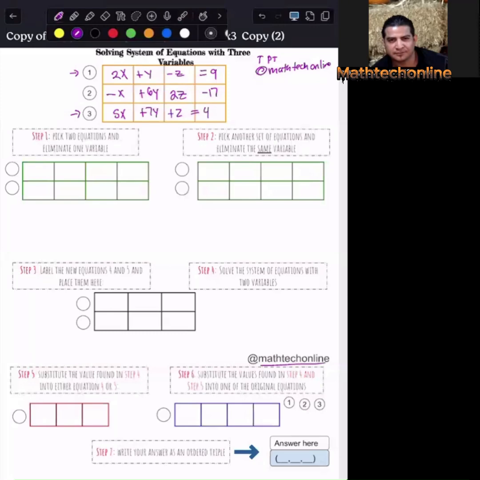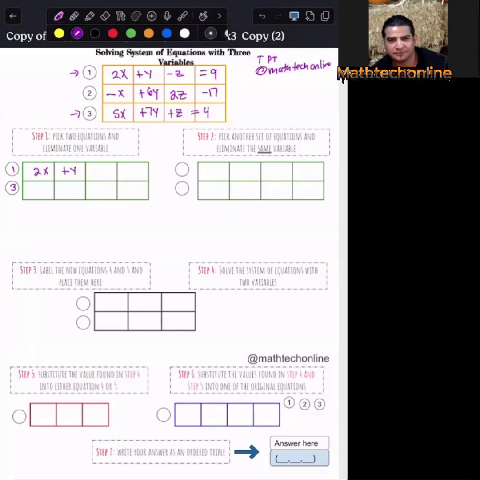So let's jump right into it. Our first step is for us to pick two equations and eliminate one variable. I'm going to eliminate z just because it looks a little more promising. So I'll start by doing equations 1 and 3, because I don't need to change the sign or anything. I just need to rewrite them and add them up to eliminate the variable z.